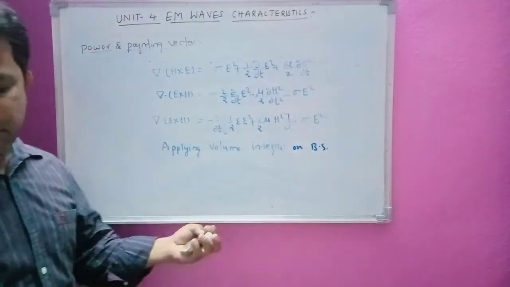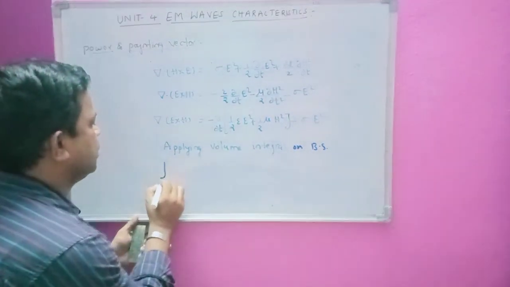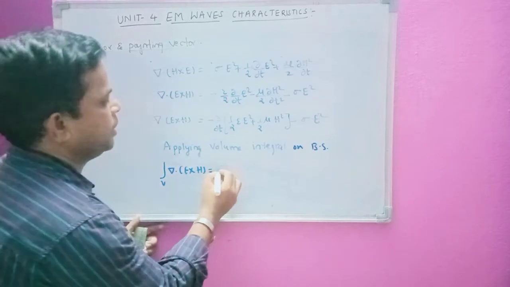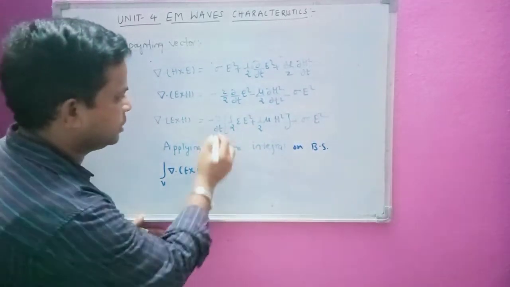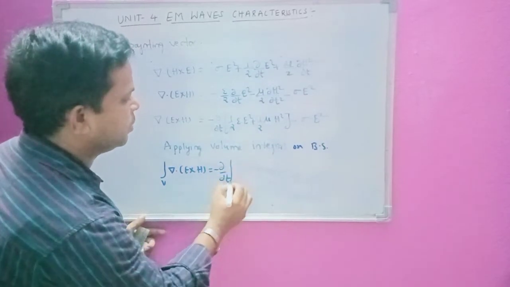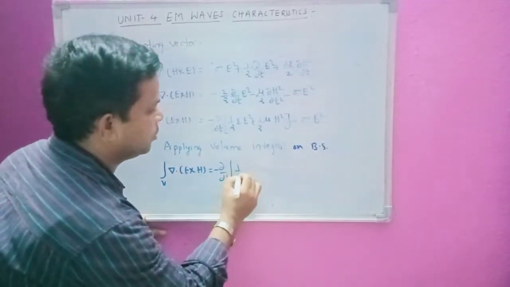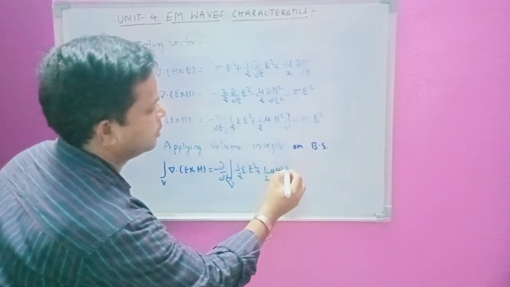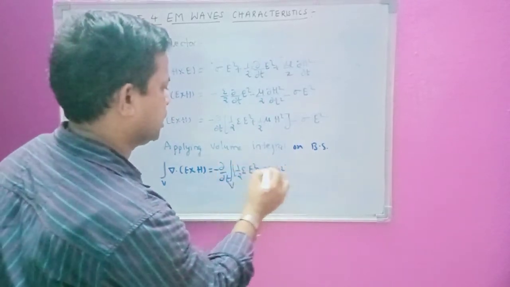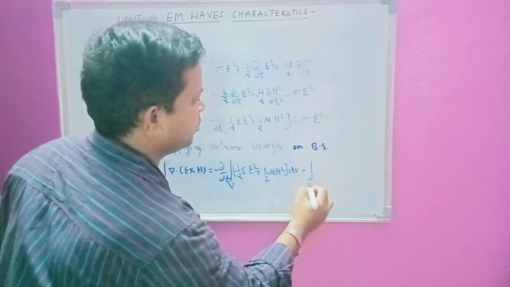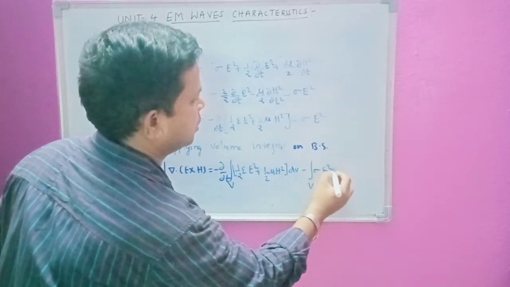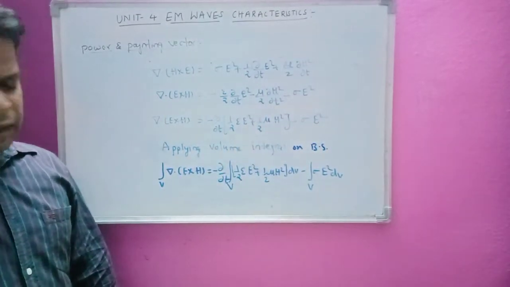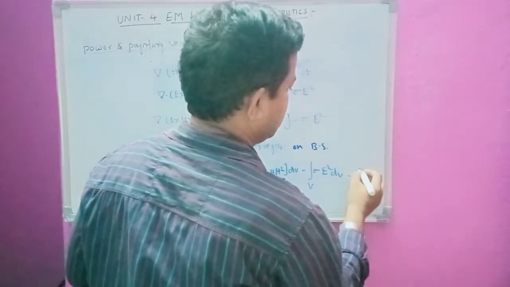So what I get here, applying volume integral on both sides, is the volume integral of del dot E cross H minus the volume integral of, I will take dou by dou t outside, the volume integral of 1 by 2 epsilon E square plus 1 by 2 mu H square, I will take this into the square bracket, dV, minus the volume integral of sigma E square dV. So I have applied volume integral on both sides of this equation. Now let us take this as equation number 6.